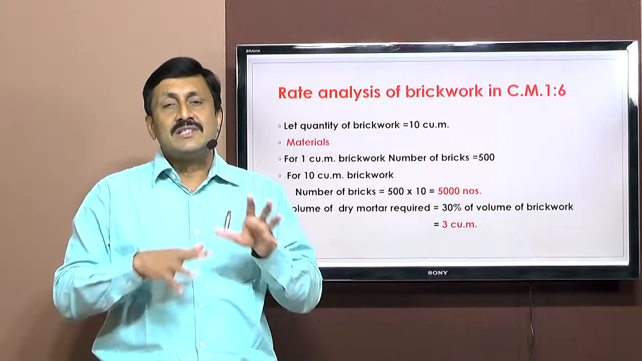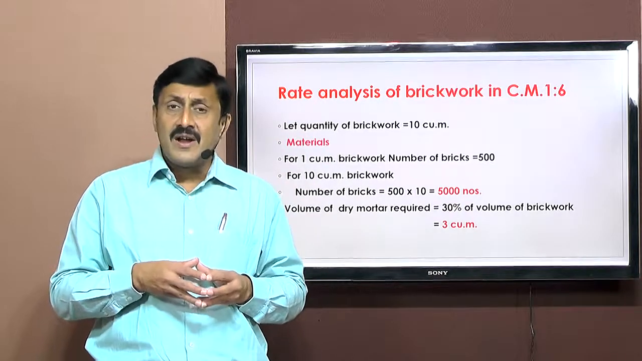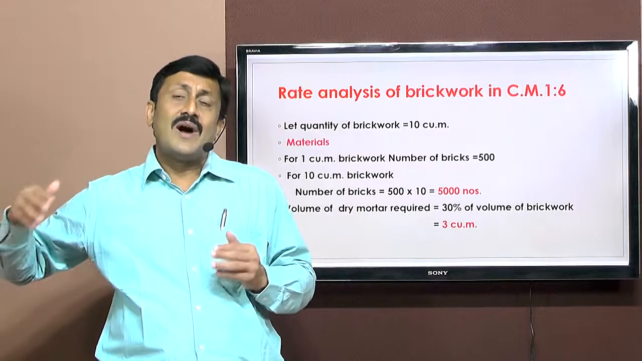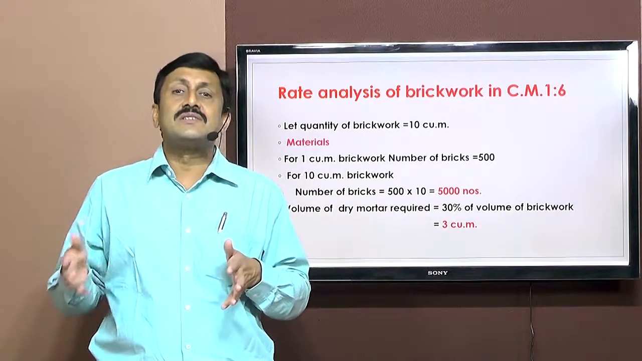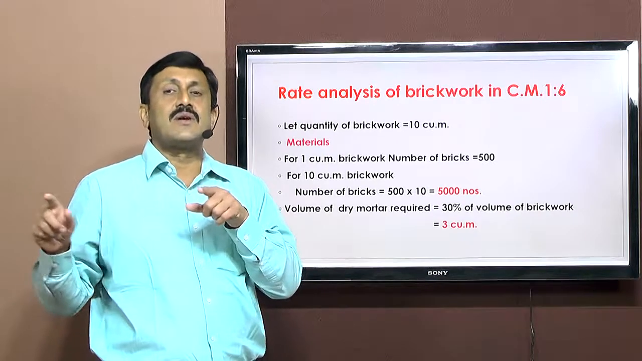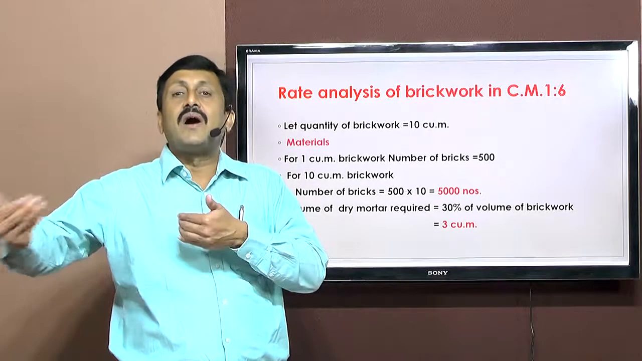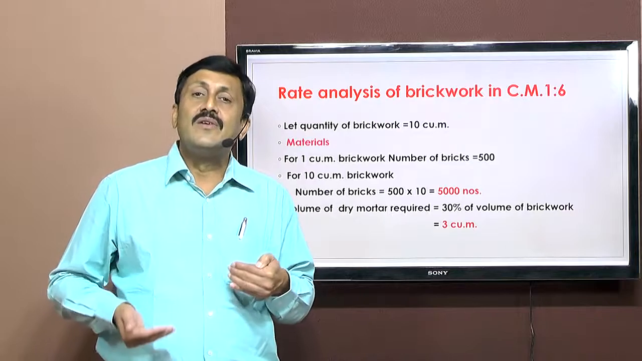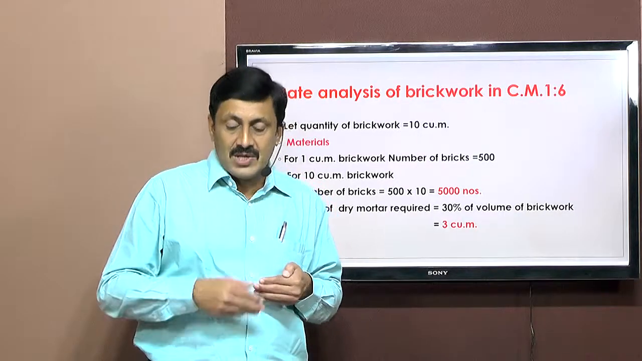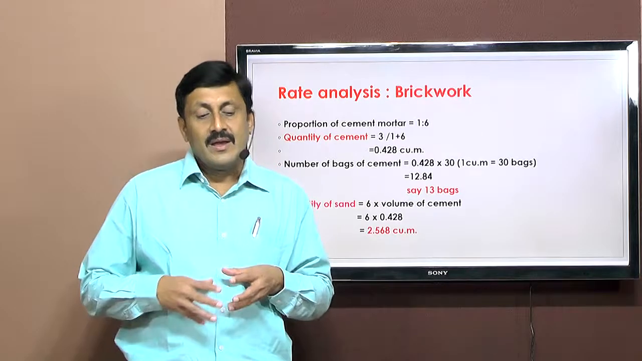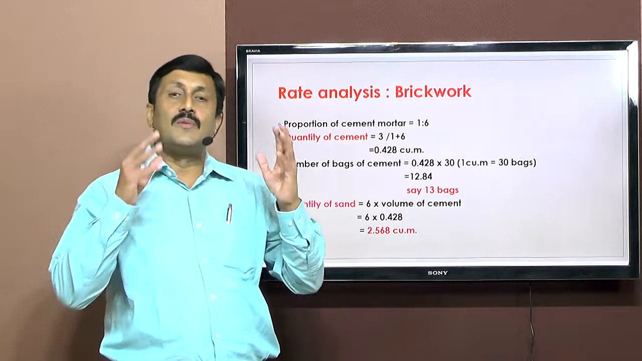In other words, this 3 cubic meters, if it is divided into 7 equal parts. Now why 7? Because proportion of cement and sand is 1:6. So 1 plus 6 comes to 7. So if it is divided into 7 equal parts, 1 part will be of cement and remaining 6 parts will be of sand. In other words, 1/7 part of 3 cubic meters will be the volume of cement, and 6/7 part of this 3 meter cube will be the quantity of sand or volume of sand. So we will find out now exactly how to find out the volume of cement.